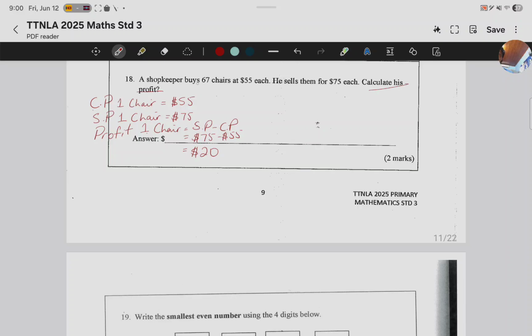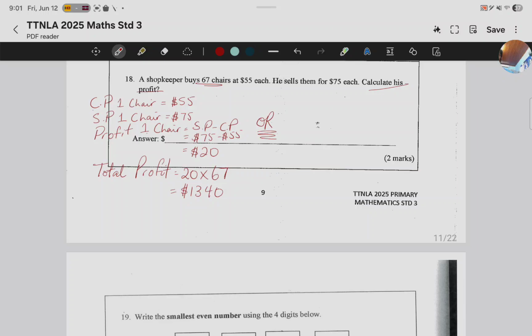Calculate his profit, and it's 67 chairs. So total profit would be the profit for one chair, which is 20, multiplied by the number of chairs, which is 67, and 20 multiplied by 67 is 1,340. That's one way you could have done it.